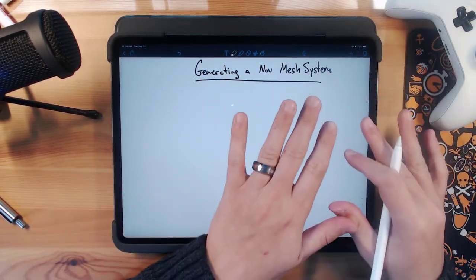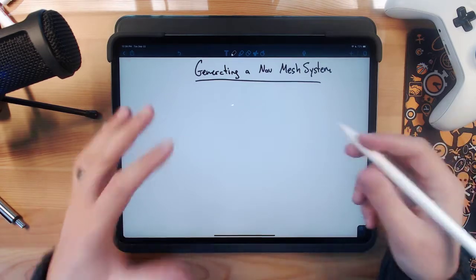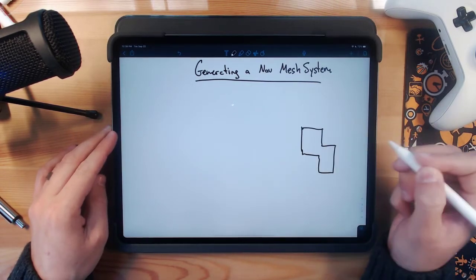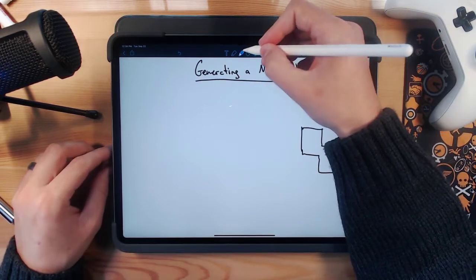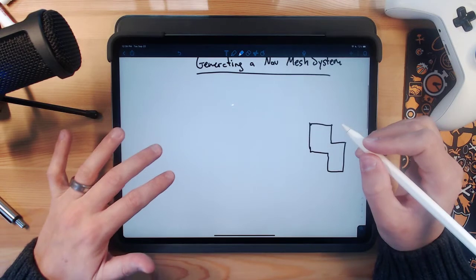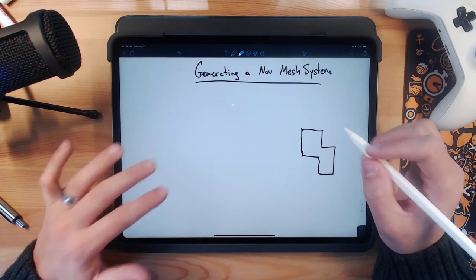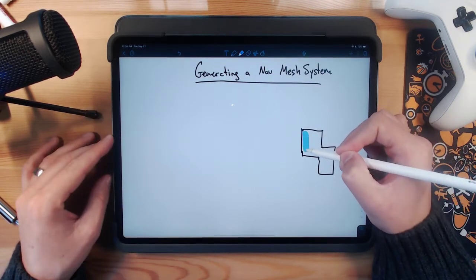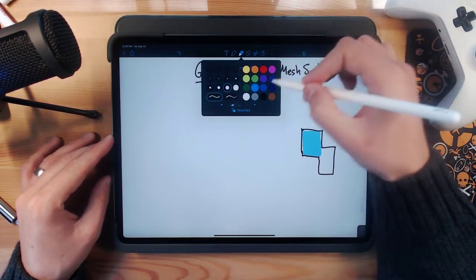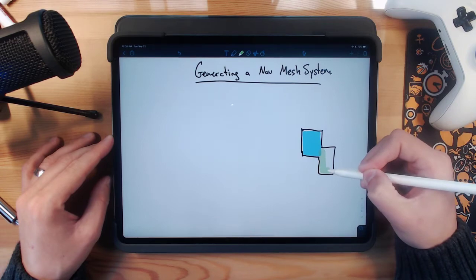So let's talk about our end goal. The end goal that we want is, if we have a world that looks like this, what we need to end up with is a few things. One is we need to have navigation meshes that represent the entire space. This would probably look something like this, where we have one blue mesh and one green mesh.